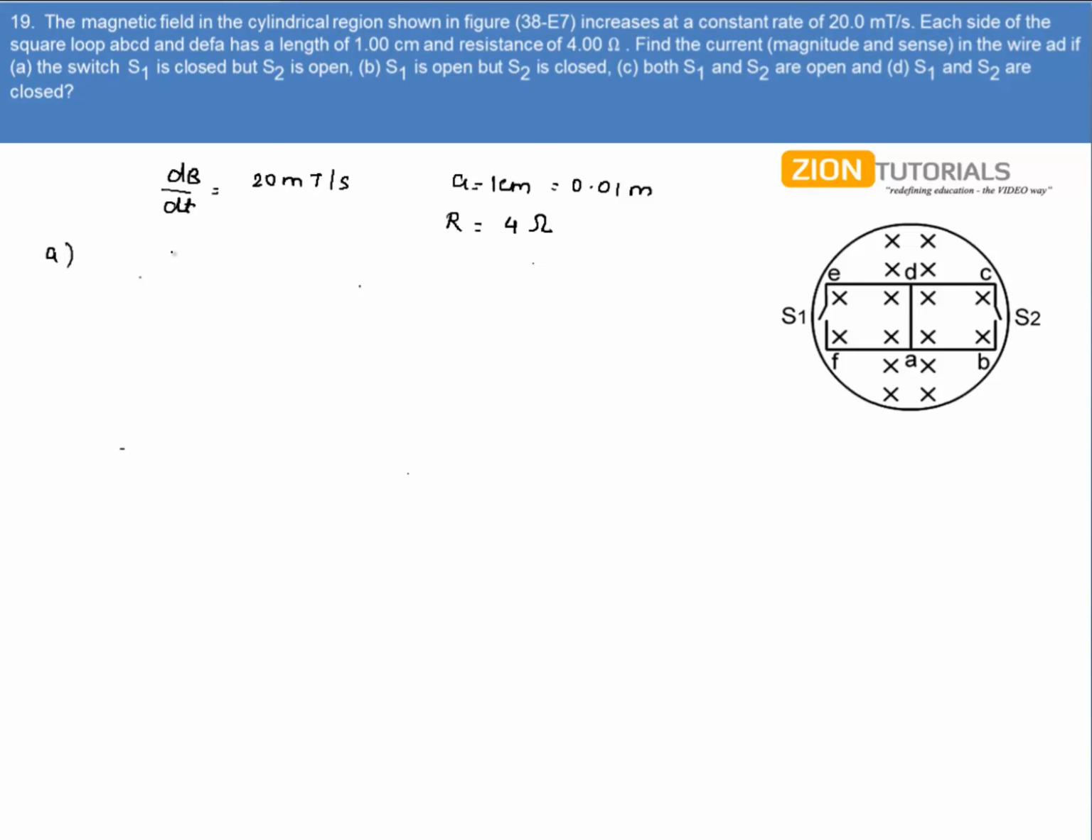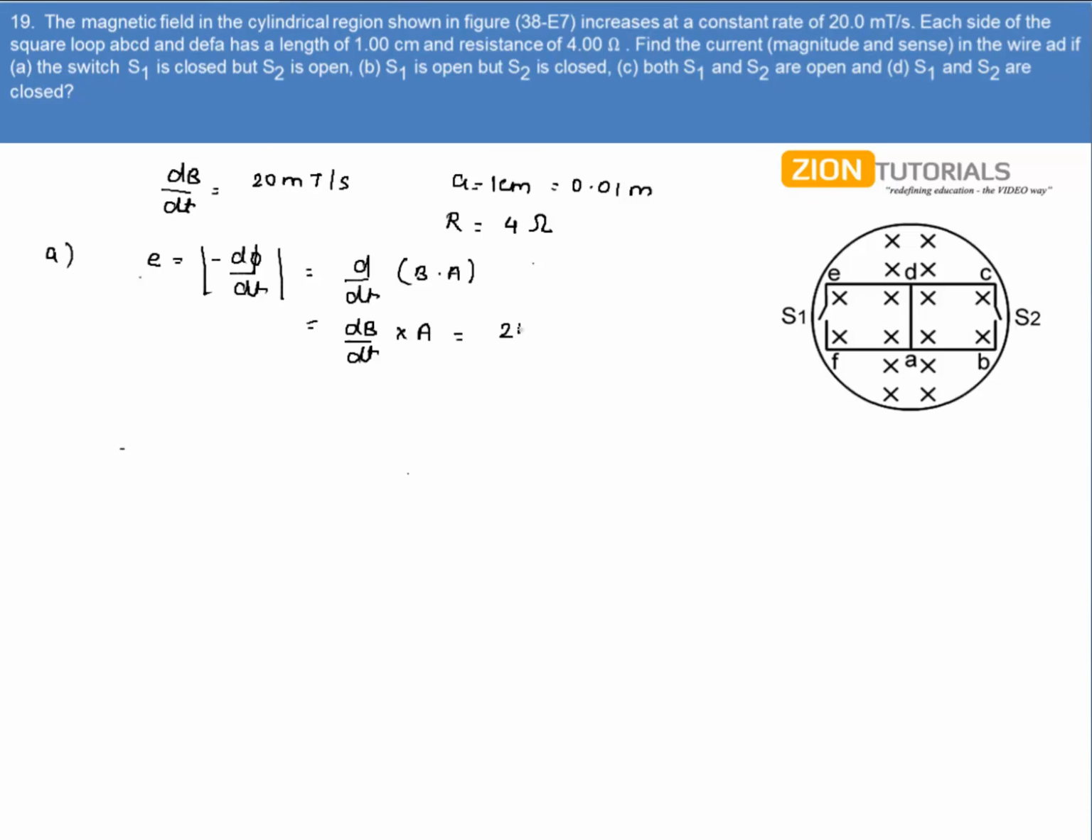The first case is when switch S1 is closed and switch S2 is open. Since S2 is open, there will be no current in the loop ABCD because the circuit is open. So we have to calculate the current in circuit S1. Before that, we have to calculate the EMF that is induced in that loop. EMF is given by minus dφ/dt. Taking only magnitude, we have d/dt of magnetic field times area, so it will be dB/dt times the area of the loop.